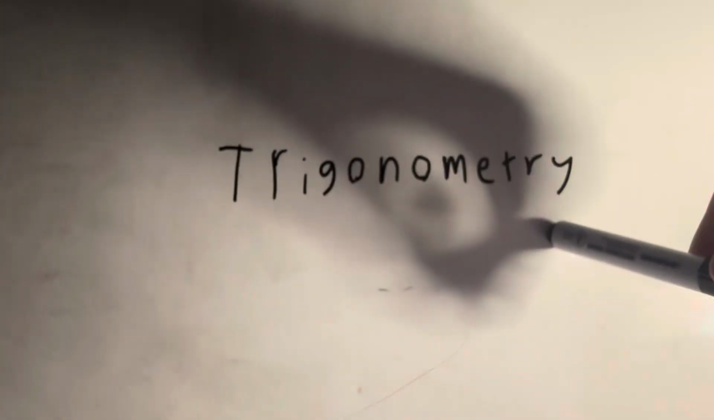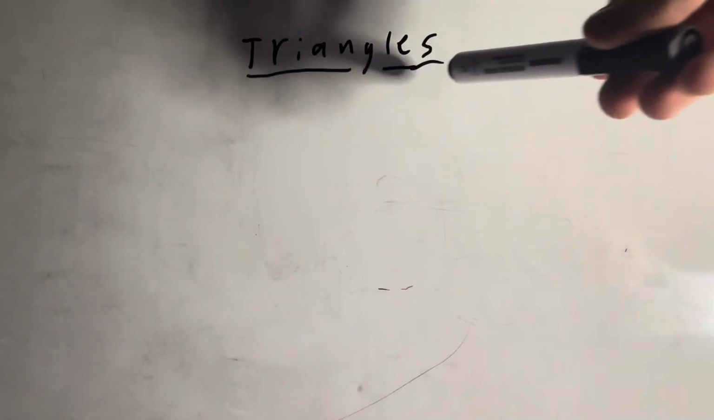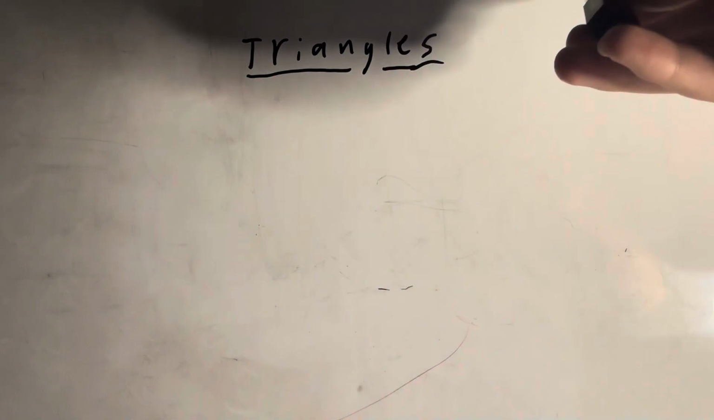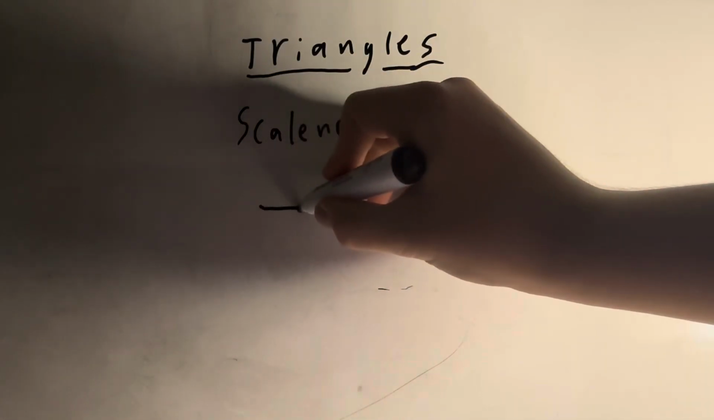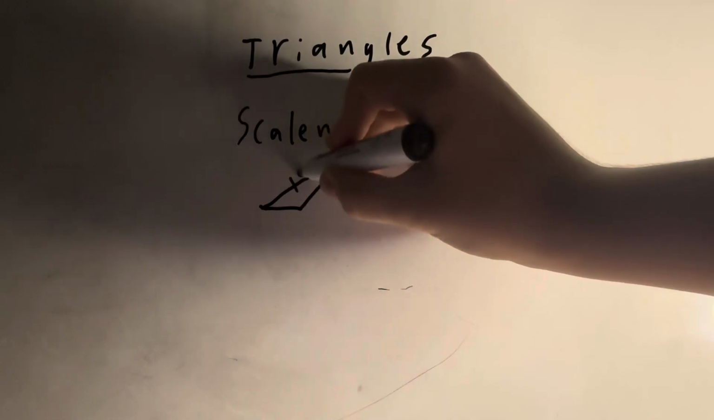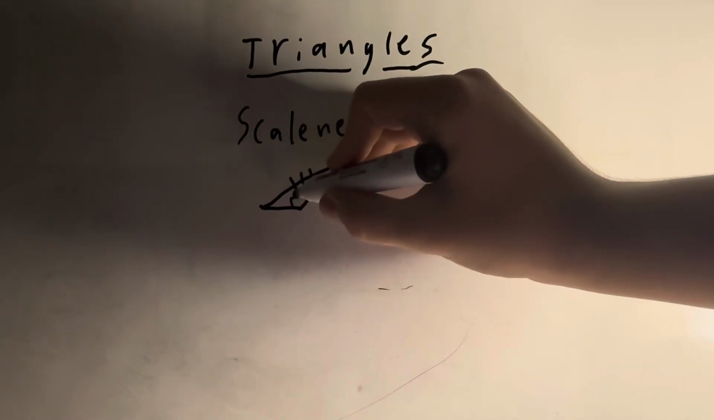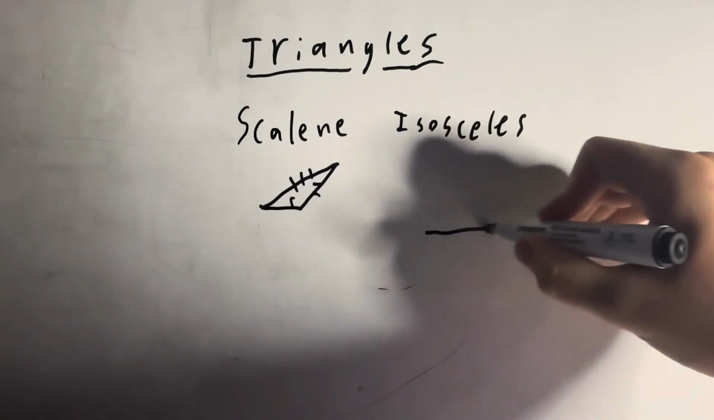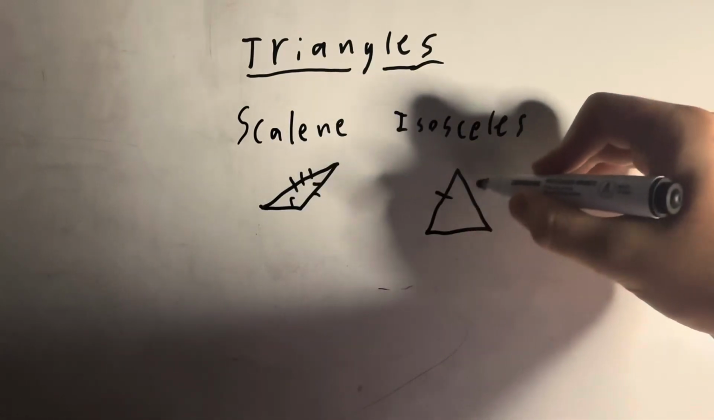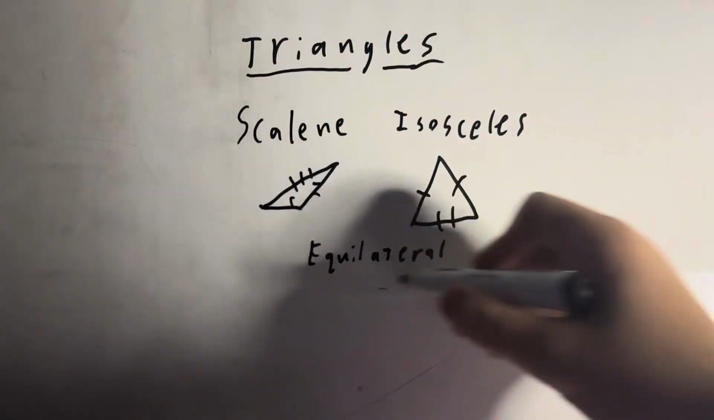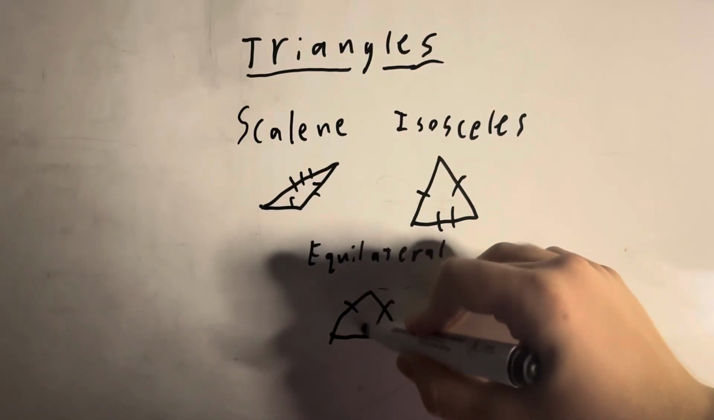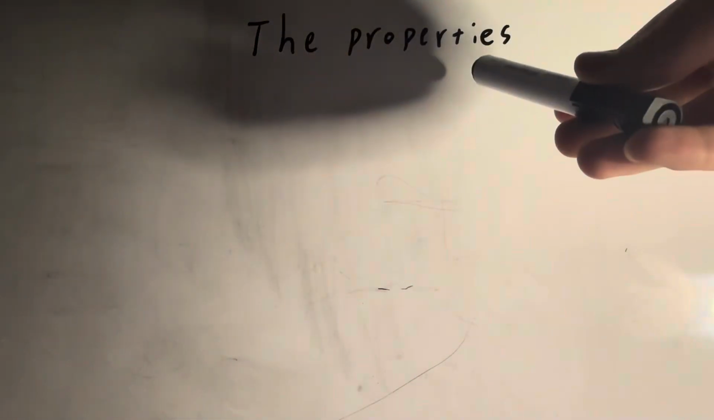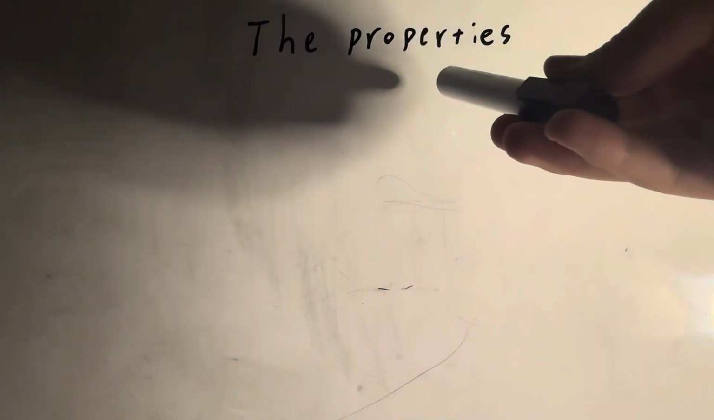I'm going to go through all trigonometry in this video. First we have triangles, which is the main shape of trigonometry. There are 3 types. Scalene, which has all sides uneven. Isosceles, which has 2 even sides. And of course the equilateral, which has all sides even. And of course each triangle has a property, so I'm going to go through these now.